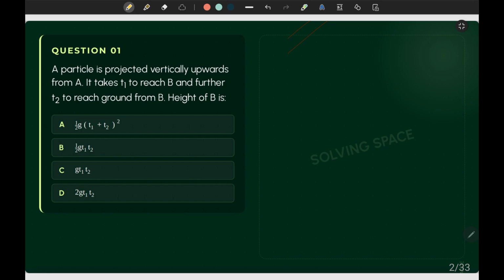The first question is, a particle is projected vertically upward from A. It takes T1 to reach B and further T2 to reach ground from B. Height of B is, options A, B, C and D. So consider this as point A. From A, a particle goes to B and from B to ground. And this is the point B. And according to the question, from A to B time taken is T1 and from B to ground time taken is T2.